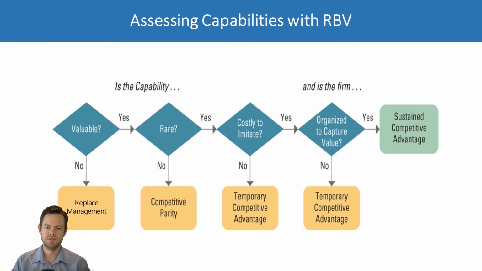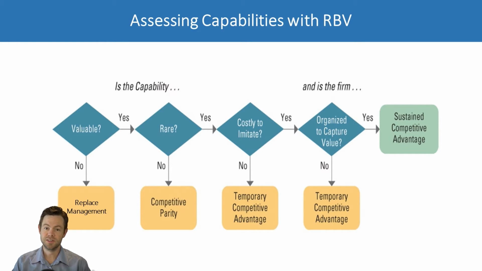Now let's go through this handy flowchart and assess some capabilities with RBV. Is the capability valuable? No. Well, let's replace the management team. All right, I say this in jest, but seriously, if the management team is considering non-valuable capabilities as a potential source of competitive advantage that will lead to above-average profits in the industry, they probably should seek other work.